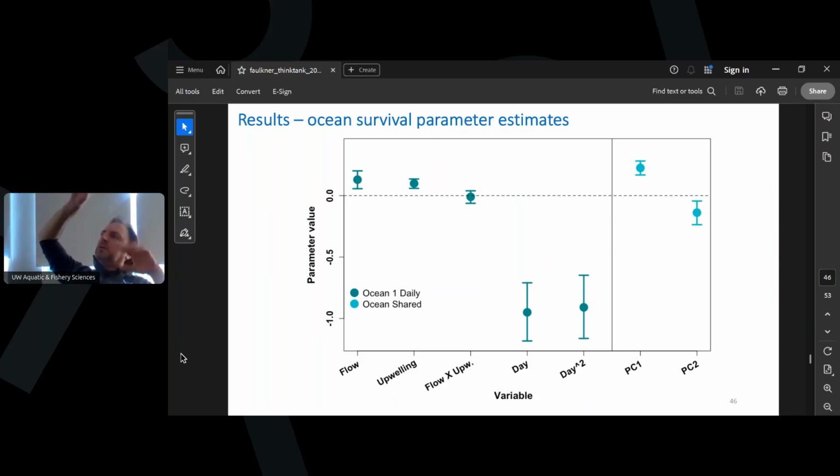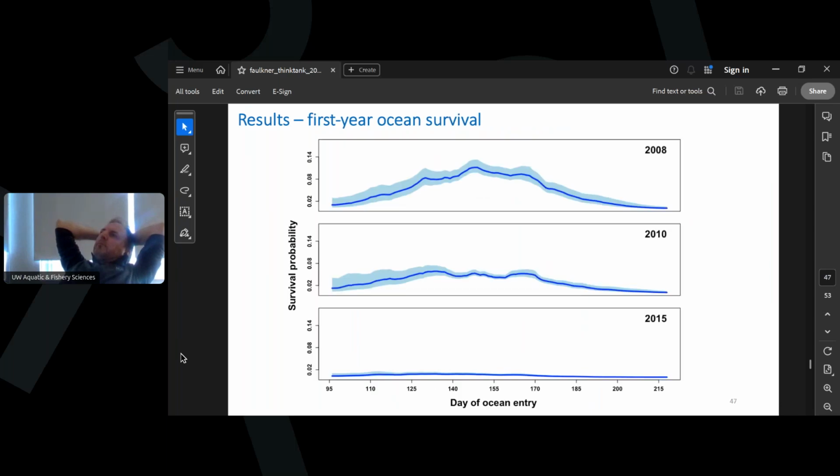There are other components that we can add to this that will help, so you don't need to rely on just day and day squared, which have no predictive power really, especially when you have a random effect on those that changes by year. Okay, and then this is estimated first year survival for those 3 years. So 2008 was one of the best years, and 2015 was one of the worst years, and you can see it in that first year survival.